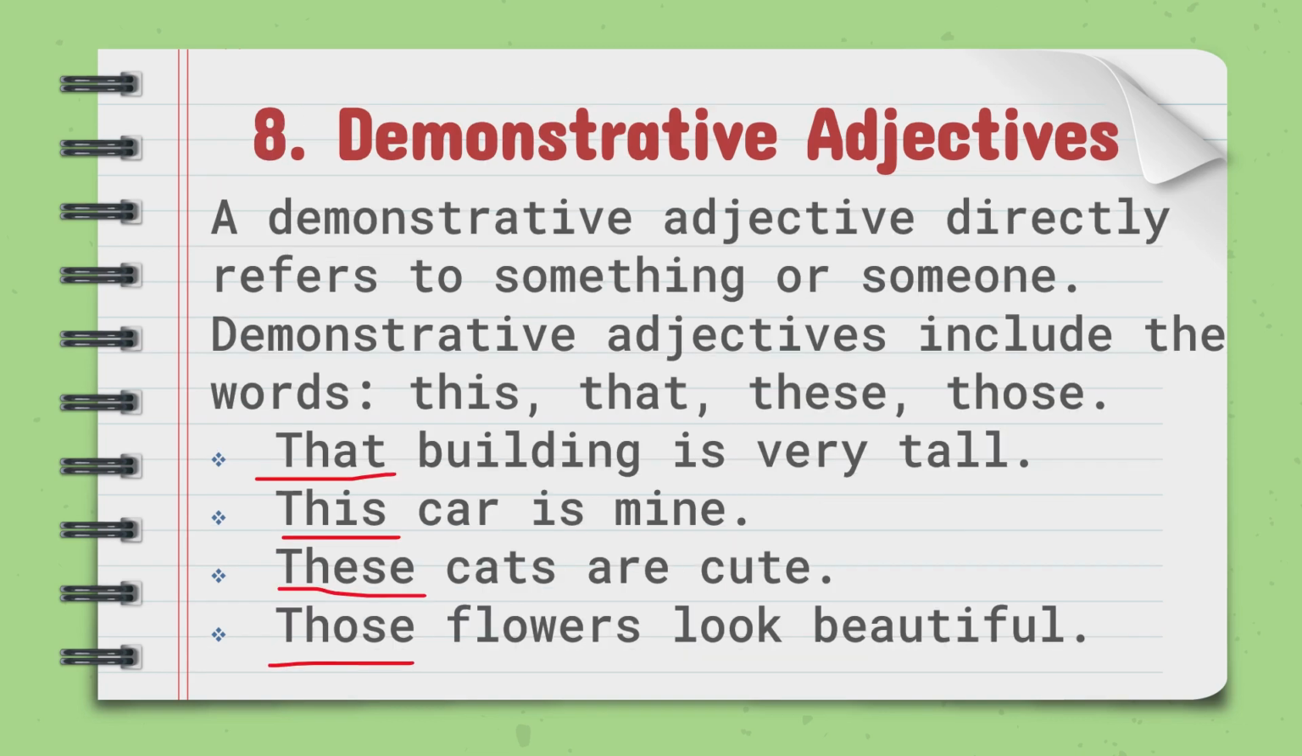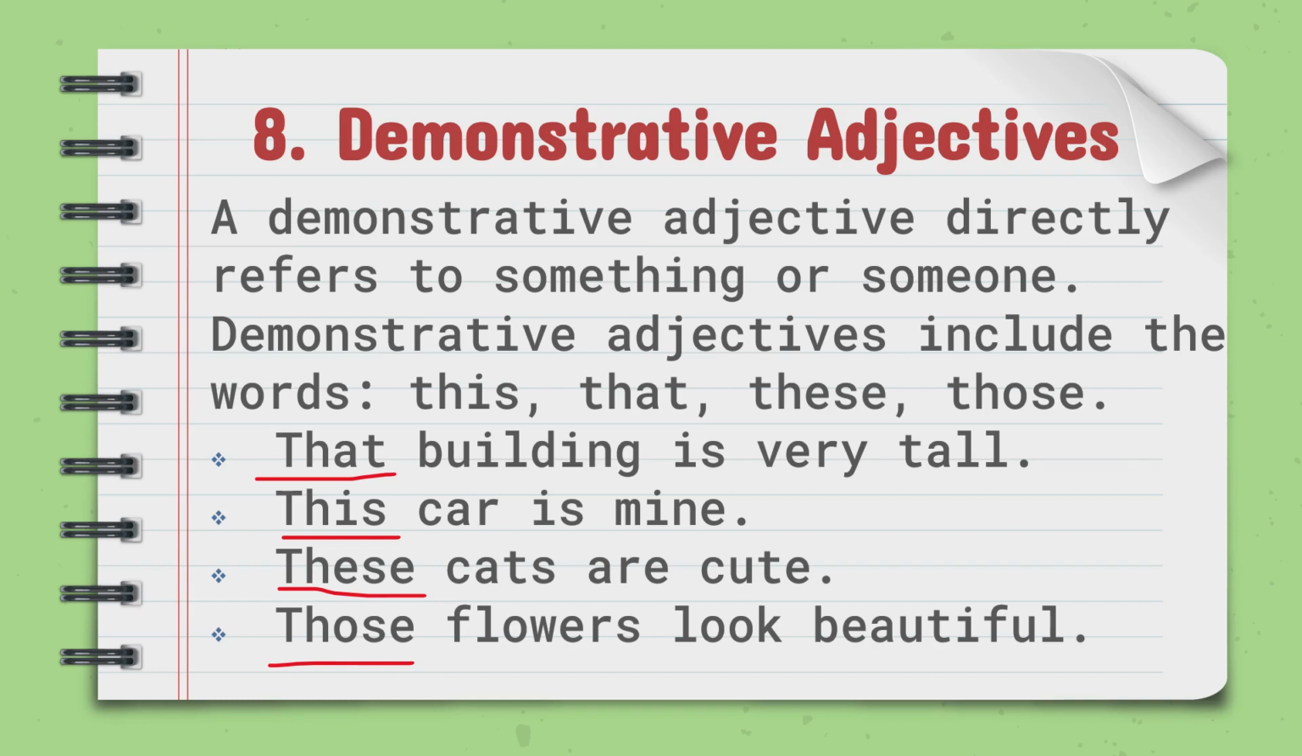Next up, we have demonstrative adjectives. A demonstrative adjective directly refers to something or someone. So basically, ये adjectives refer करते हैं किसी चीज़ की तरफ. Demonstrative adjectives include the words this, that, these, those.